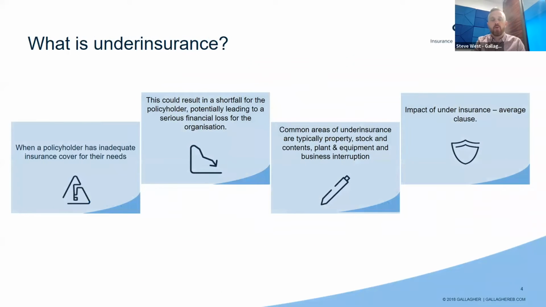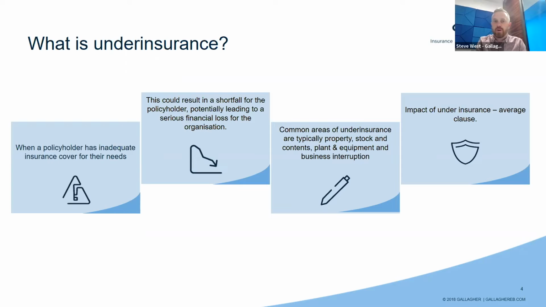So moving on to underinsurance, and what is underinsurance? In simple terms, it's when a policyholder has inadequate insurance cover for their needs. What generally happens then, if there's a loss, it results in a potentially serious financial loss for the organisation. So it's a key thing in getting right.